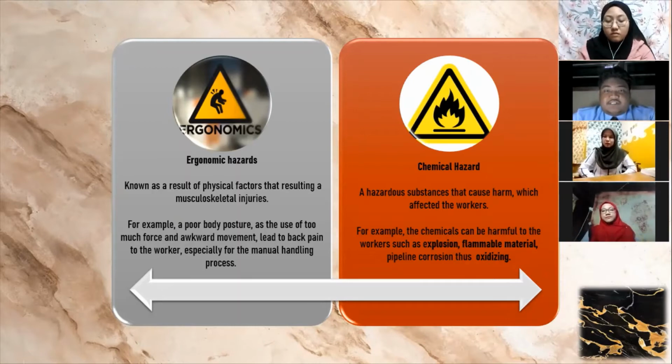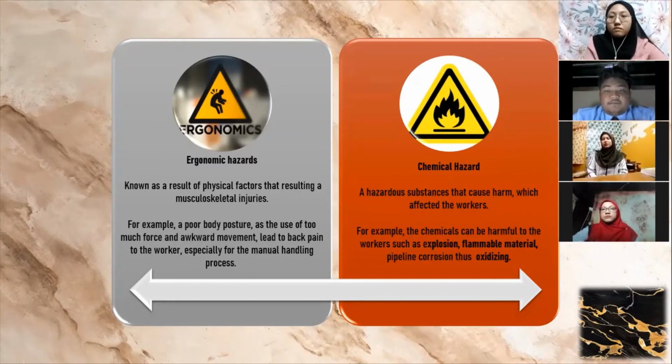The last one is the chemical hazard. This is also a common hazard, like the ergonomic hazard, which is a hazardous substance that can cause harm and affect the worker. Examples of chemical hazards that can be harmful to workers are explosion, flammable material, pipeline corrosion, and the most harmful hazard to industrial workers, especially in new pipeline installation tasks, is the oxidizing hazard. So that's all from me.